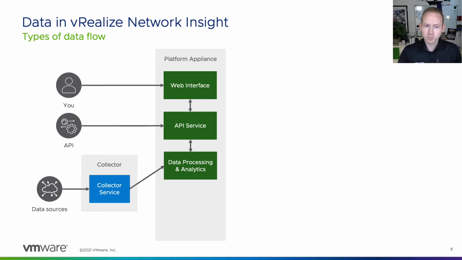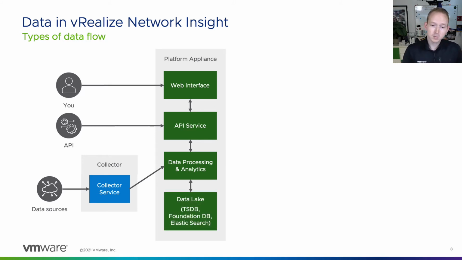So that's a fundamental part. Typically, you would start by deploying a platform and a collector, and then start collecting data there as well. Underneath all of that, there's the data lake, which is a combination of a time series database, FoundationDB for a key value store, and then Elasticsearch on top of that. Elasticsearch is the search engine that powers everything.